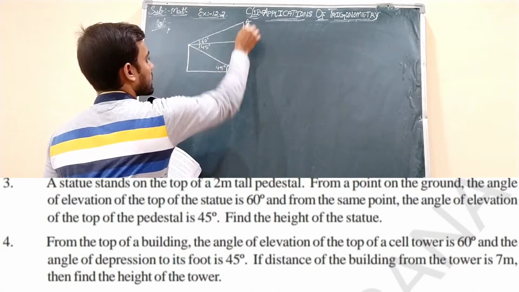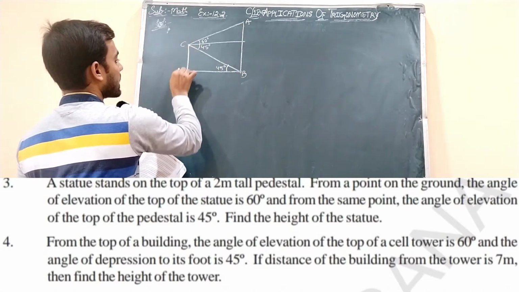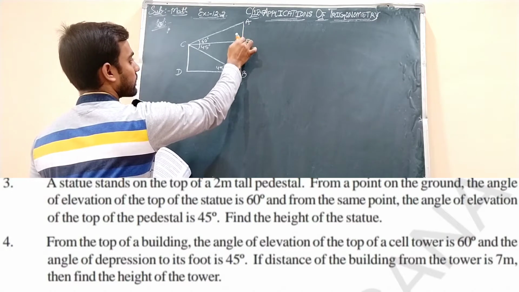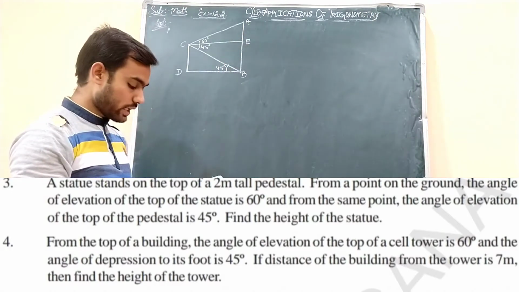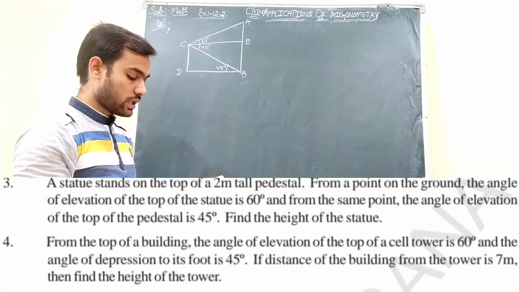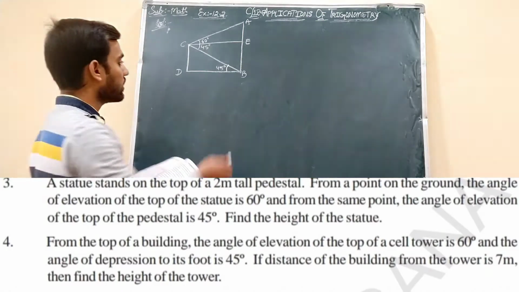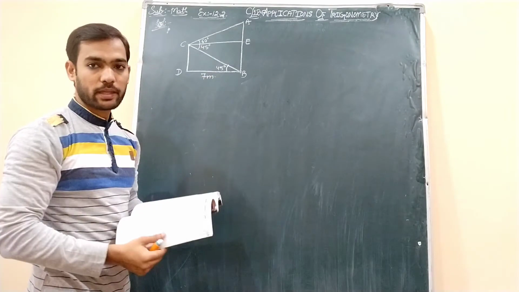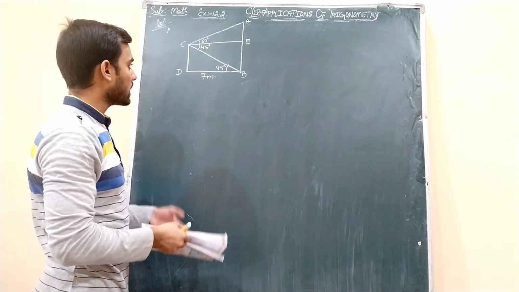So this I will take as AB, and this I will take as CD, and this horizontal I will take as CE. Okay, students. Now what else is given in this question? The distance of the building from the tower is 7 meters. This distance is 7 meters, it seems. Understand, students? So we have drawn the diagram.